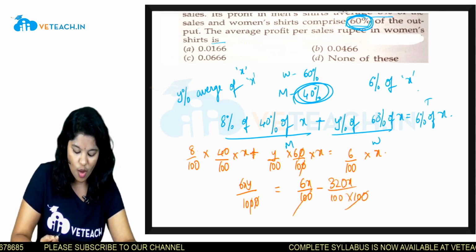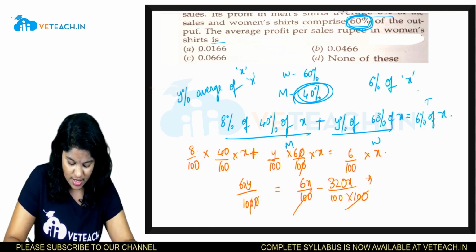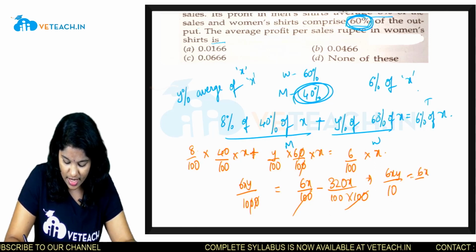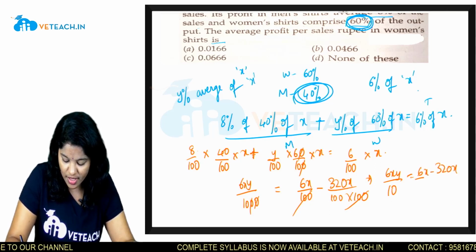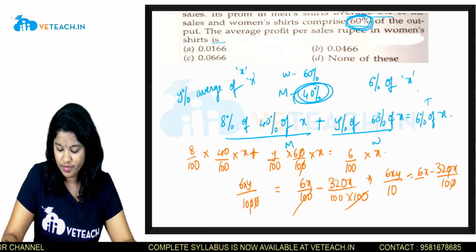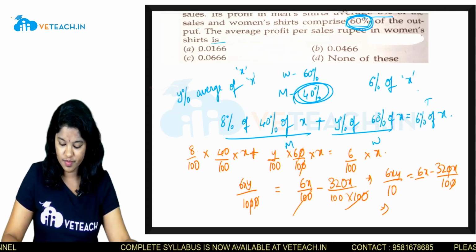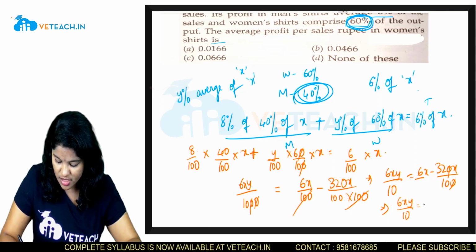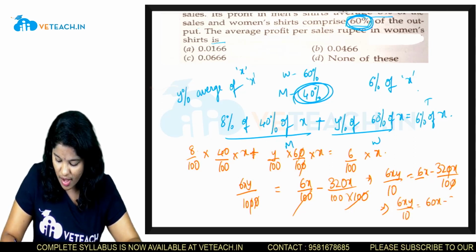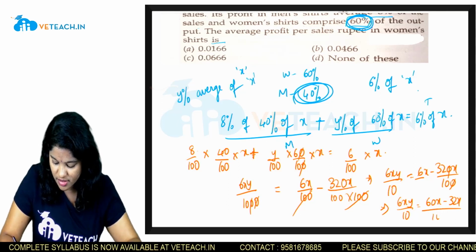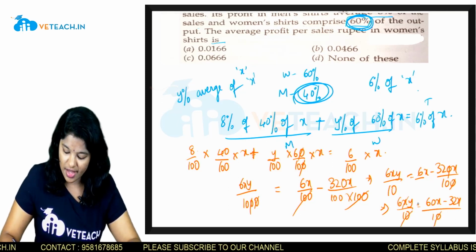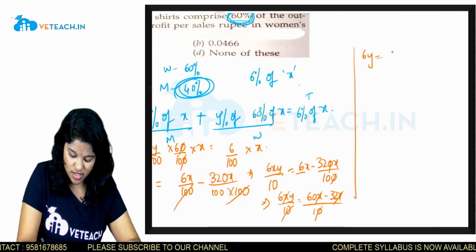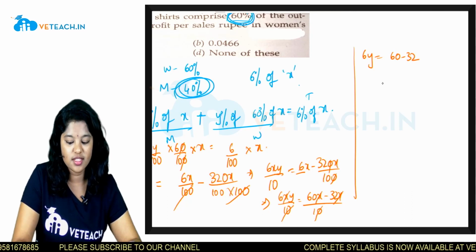Now as 100 is common in both, cancel it out. We will get 6xy by 10 is equal to 6x minus 320x by 100. So that implies 6xy by 10 is equal to 60x minus 32x by 10. Cancel out 10, 10. X is also common in all terms, cancel it out. So we will get 6y is equal to 60 minus 32.